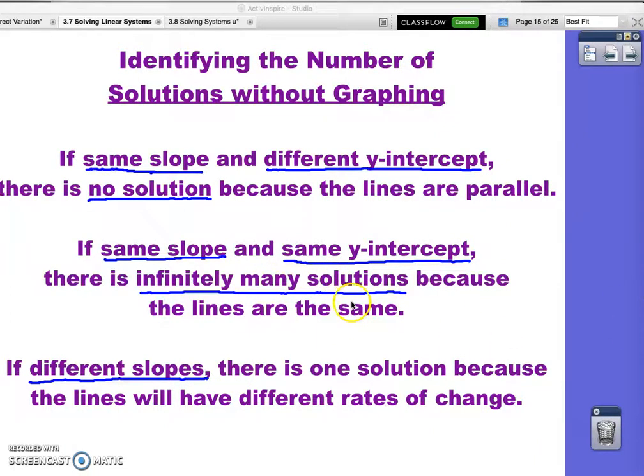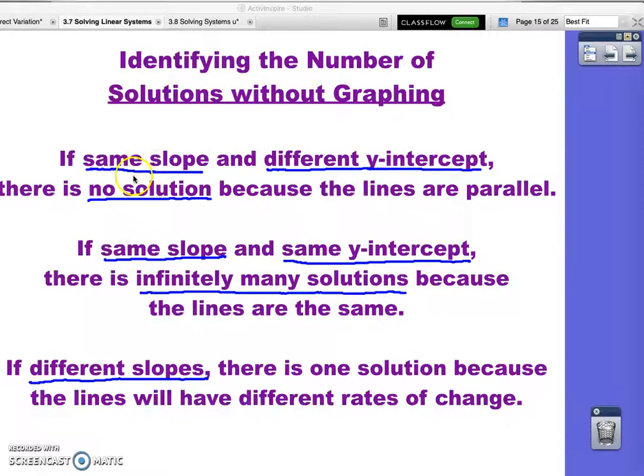All right, here we are going to be doing 3.7, solving a linear system of equations, day 2. Today we're going to be talking about identifying the number of solutions without graphing, and then also getting into word problems. Here, identify the number of solutions without graphing.